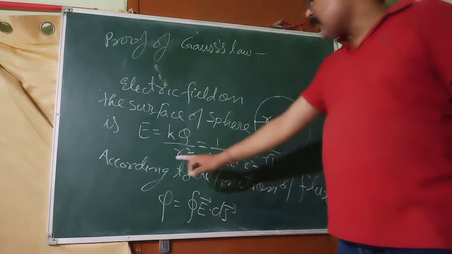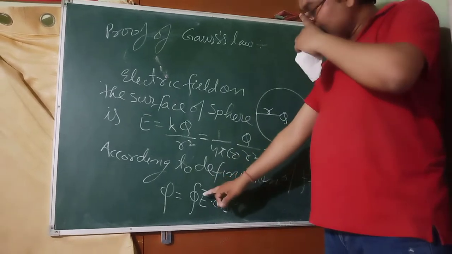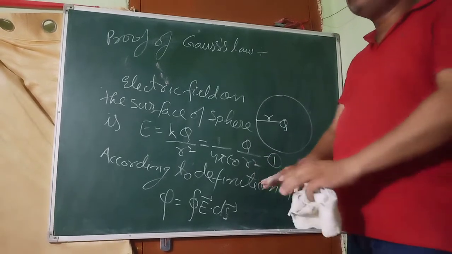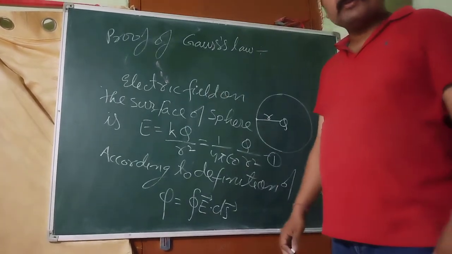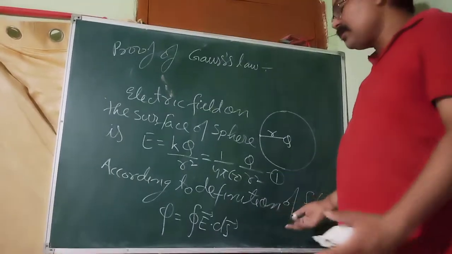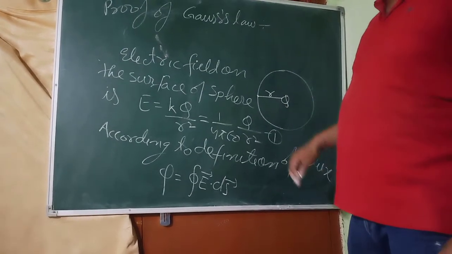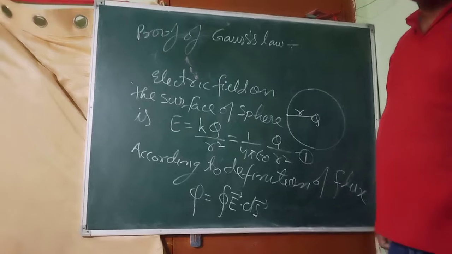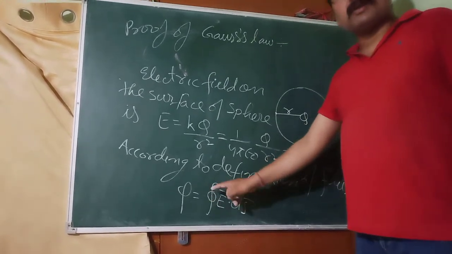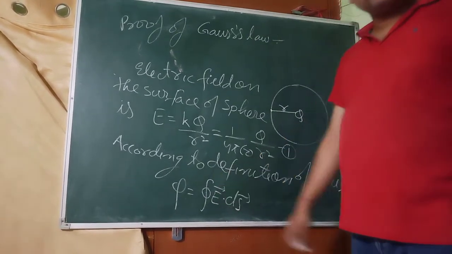Now, according to the definition of flux, phi is equal to the closed loop integral E dot ds. What is this closed loop? It means the integration has to be done throughout the closed surface. A closed surface may be a cube, a sphere, a cylinder, or a cone. It can be any closed surface, so that's why we call it a closed surface, and this is the symbol for it, because this loop is closed.